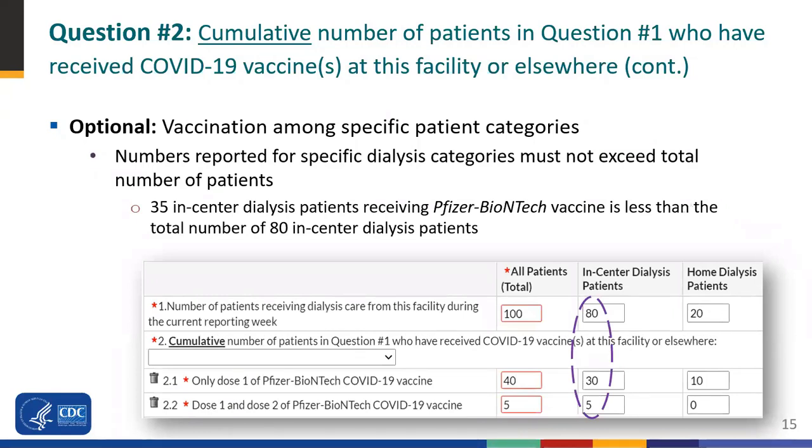Also, the number of patients receiving vaccine in that category cannot exceed the total number of patients at the facility. This example shows that a total of 30 in-center dialysis patients received only dose 1 of the Pfizer COVID-19 vaccine. 5 in-center patients received dose 1 and dose 2 of the Pfizer vaccine. So this is allowed as the sum of these two categories, 35, does not exceed the total number of 80 in-center dialysis patients receiving care during the week.